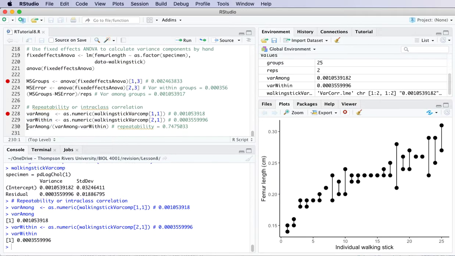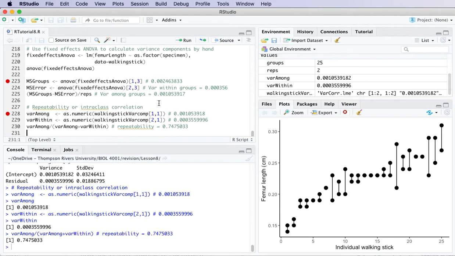And then if I take the variance among the groups and express that as a proportion of the total variance, by adding the two variance components together, then what I'm going to get is the proportion of the total variance that is present among the groups. If I calculate this ratio here, that's what's known as the repeatability. So in this case, it's 0.75.